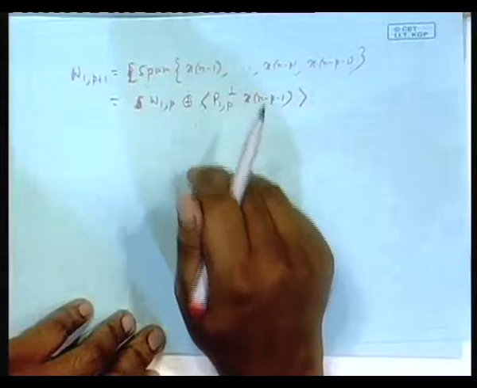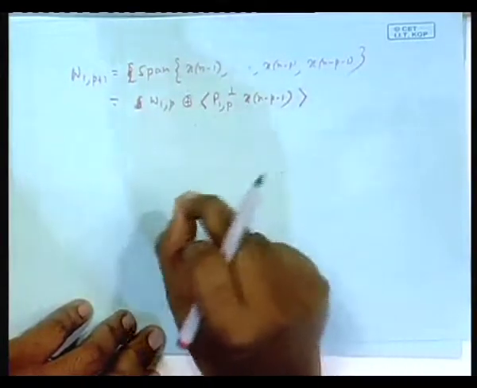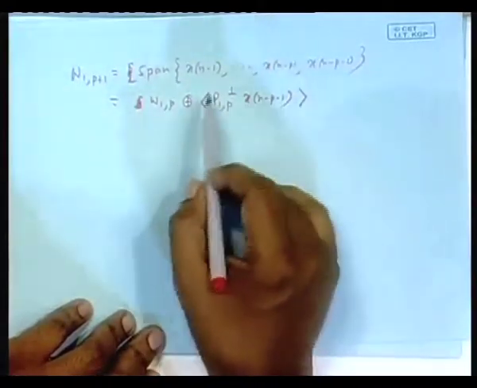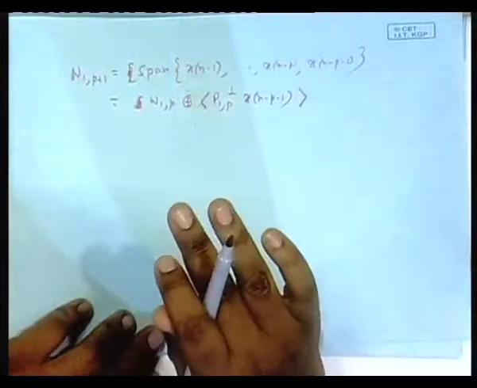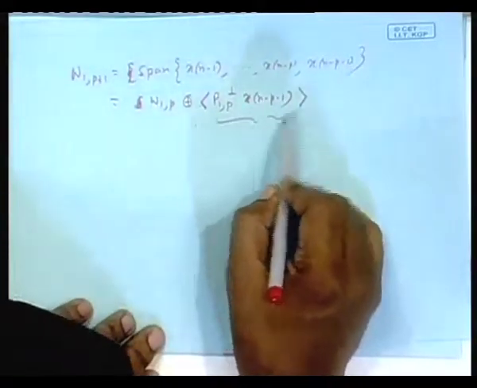This notation I used in the last class: instead of writing the span again and again, whenever you have a single element, I shall just put these two lines, less than and greater than, and it will mean the same thing, the span of this element. Now, the question is, what is this?